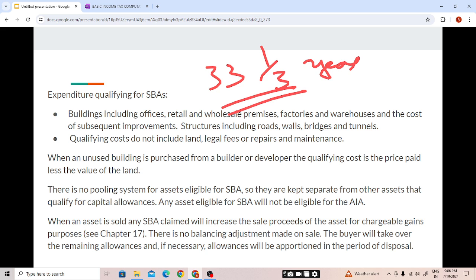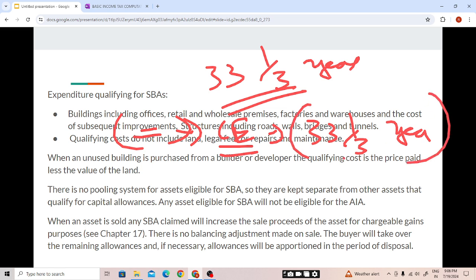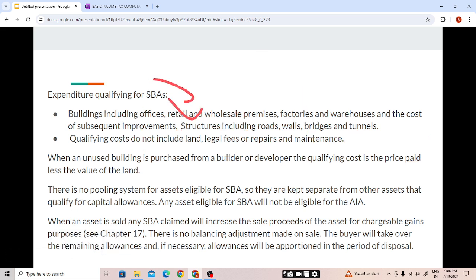And each time we do a subsequent improvement, for that capital expenditure on improvements, the same 33 1/3 year rule will apply. For this much time you can claim the structure and building allowance, and when we sell to the buyer, the buyer will calculate the structure and building allowances from that period. So no balancing charge or balancing allowance will be created.